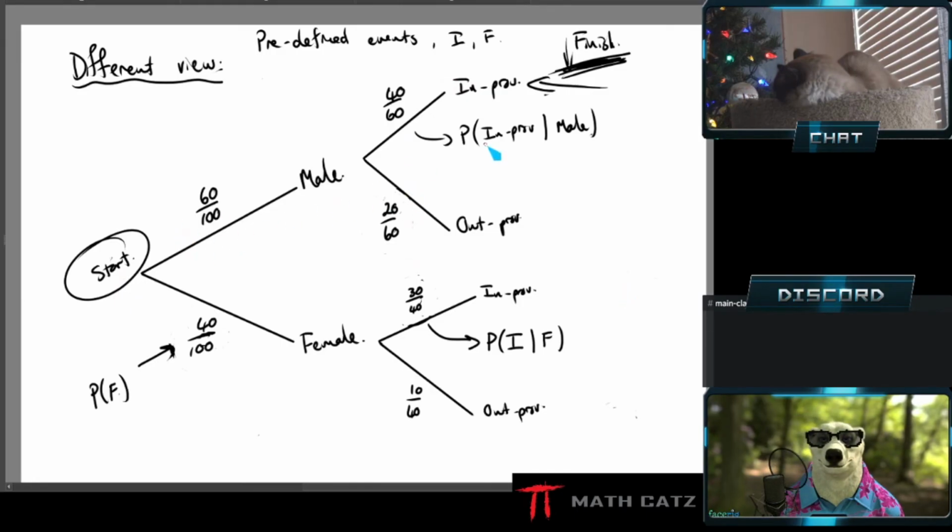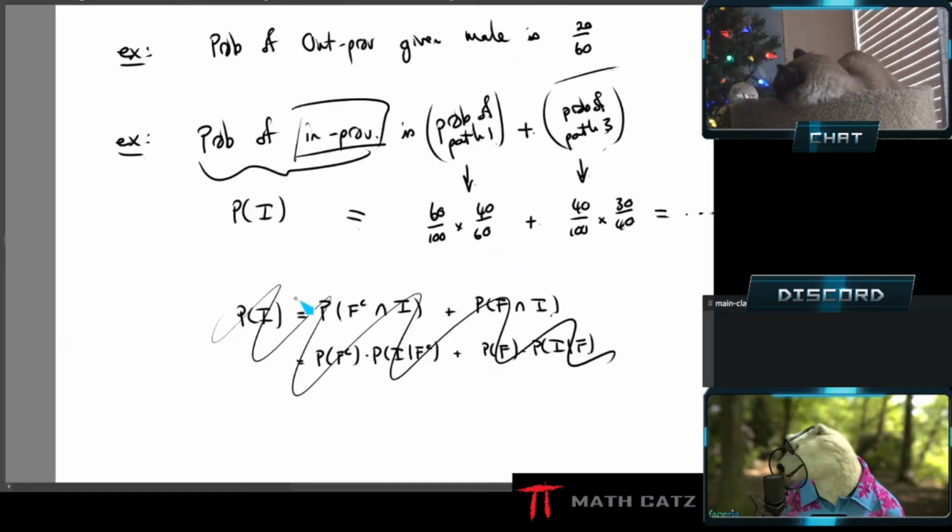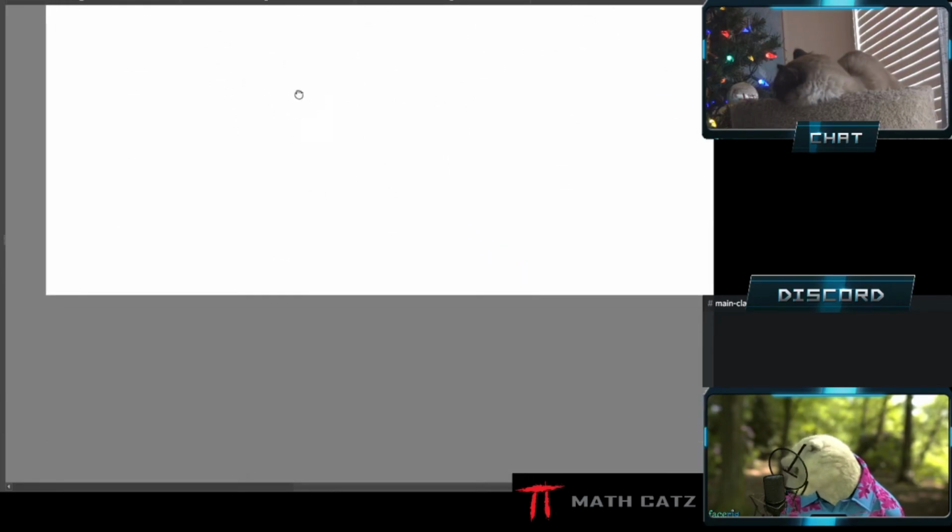Now I set up my tree like this. I decided to ask male, female, then in province, out of province. There's another kind of question that feels a little backwards, and that's arguably the most difficult one. But we'll see, I can use my tree in a very similar way. Probability of in province.